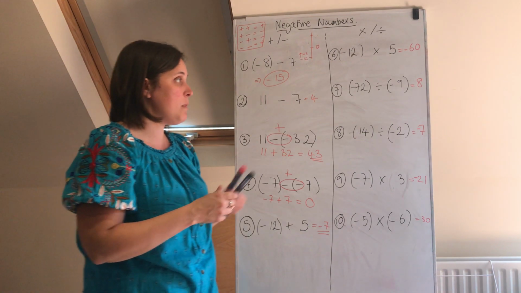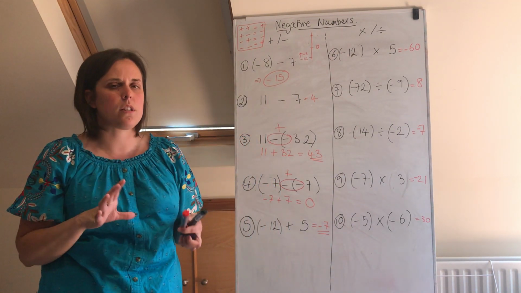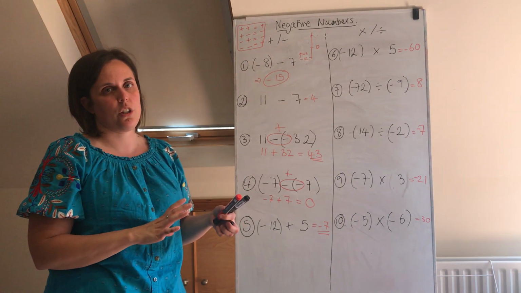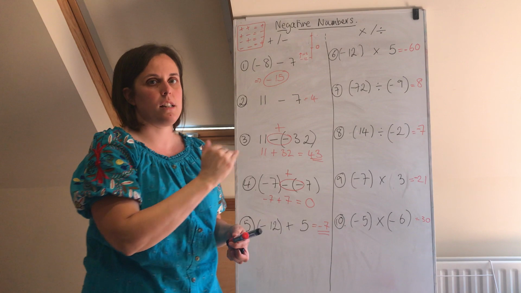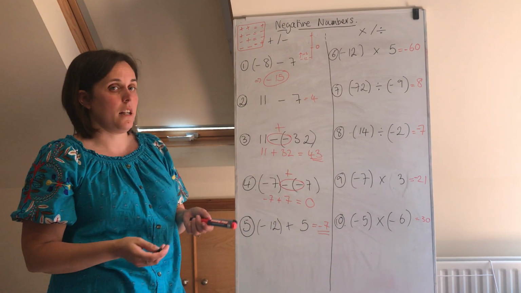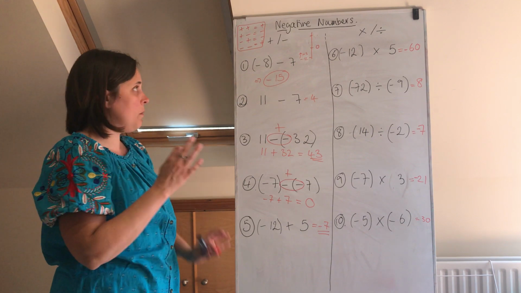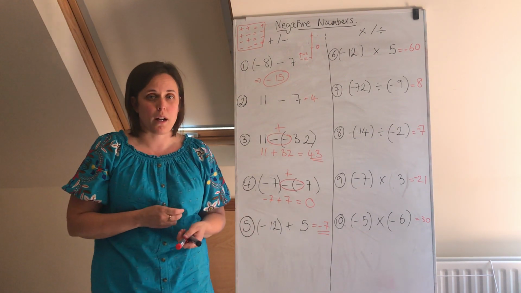So I actually think the multiplying and dividing is much easier. You just do the sum like you normally would, ignore the signs, do the calculation, and then apply the rules. So if there are different signs, it's a minus, and if they're the same sign, it's a plus. And that's it. Have a look over it again, pause, rewind, reflect, make sure you understand, and then do some practice questions.